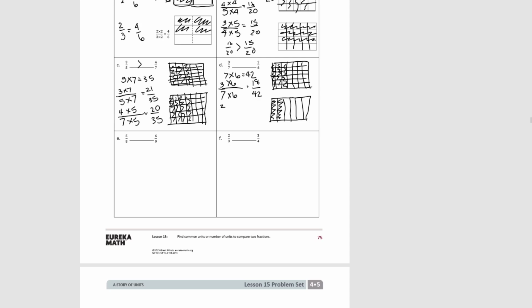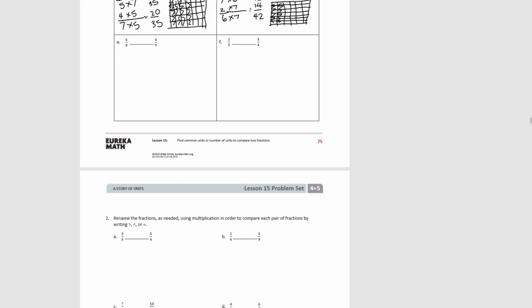For 2/6, again, we want to end up with 42nds. So we're going to multiply by 7. And we're going to divide our area model into 7 more equal size rows. And if we count, we see we have 14. 18 42nds is greater than 14 42nds. So 3/7 is greater than 2/6. Pause the video and try E.